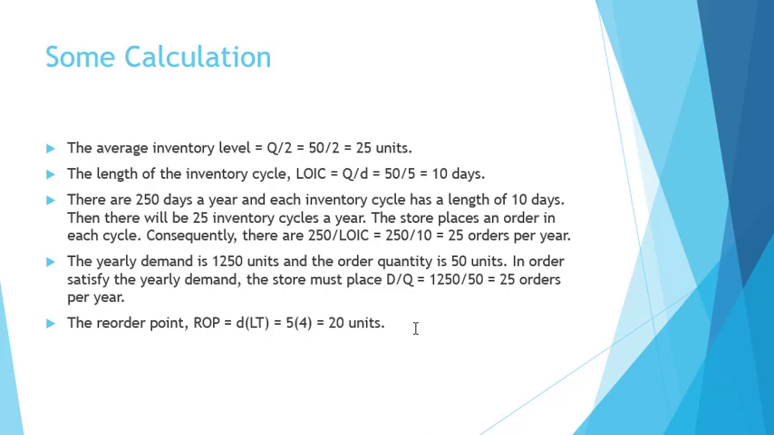Finally, the reorder point can be calculated as daily demand times the order lead time. So in this case, 5 units per day times 4 days equals 20 units.